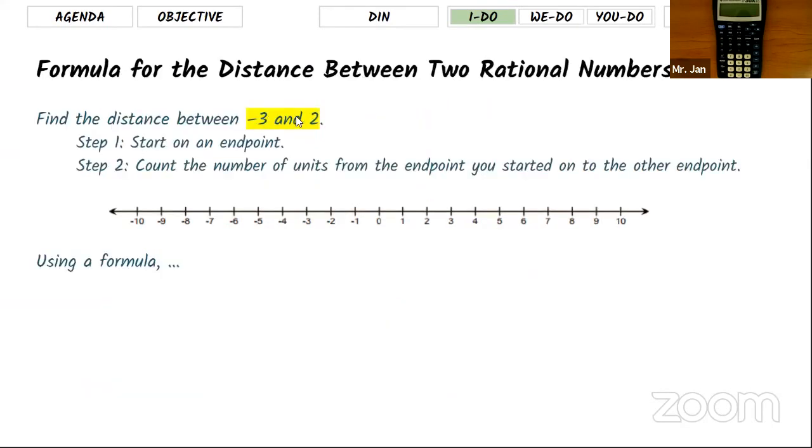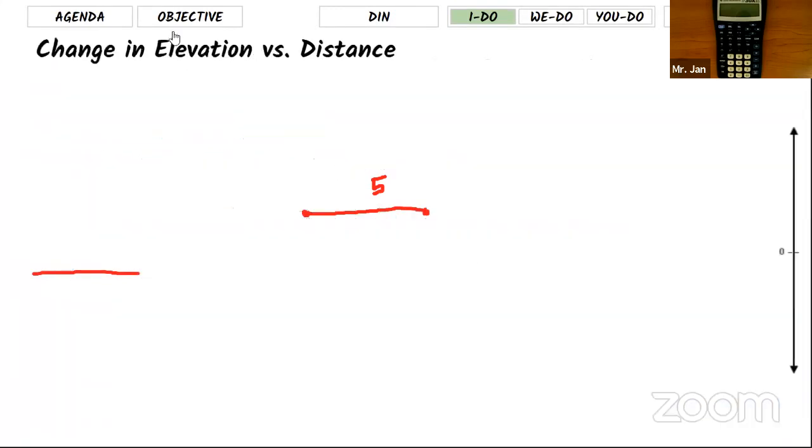We have -3 and 2. I know when we have a number line, it's easy to do. You just need to find them and tell what the distance between the two numbers is, and it's 5 units. But if there is no number line, what are we going to do? We're going to use a formula. So what is the formula? It's right here.